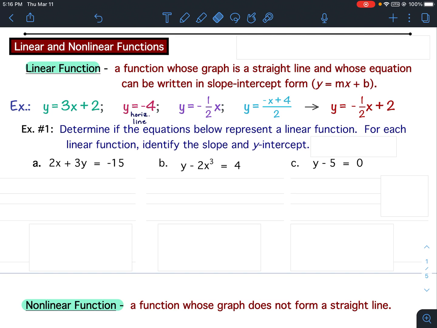Okay, so notice how I have an example of a horizontal line, but I do not have an example of x equals a number, because vertical lines are not functions. In this lesson, they're going to be functions, and vertical lines are not functions. So write that down, please. Vertical lines are not functions. They would fail the vertical line test.